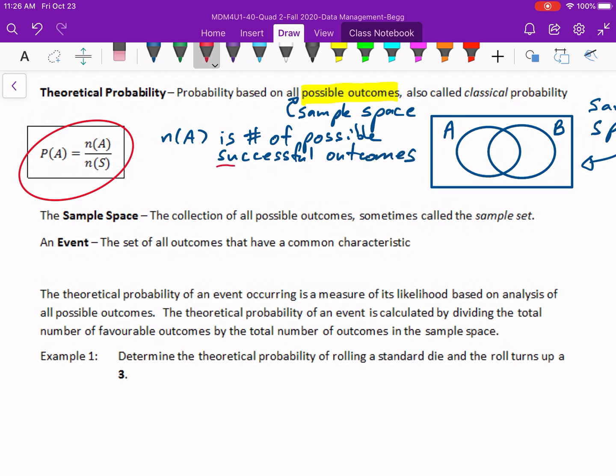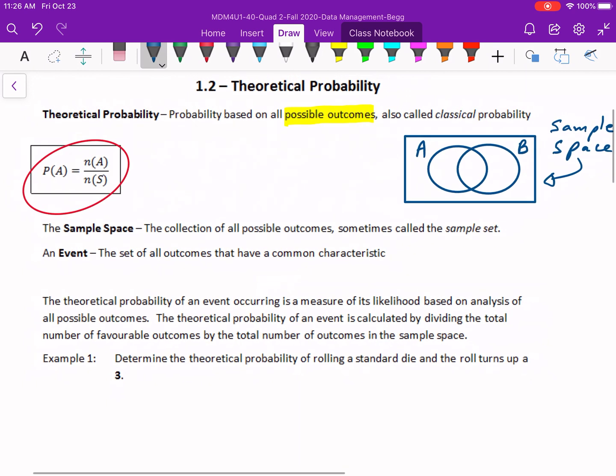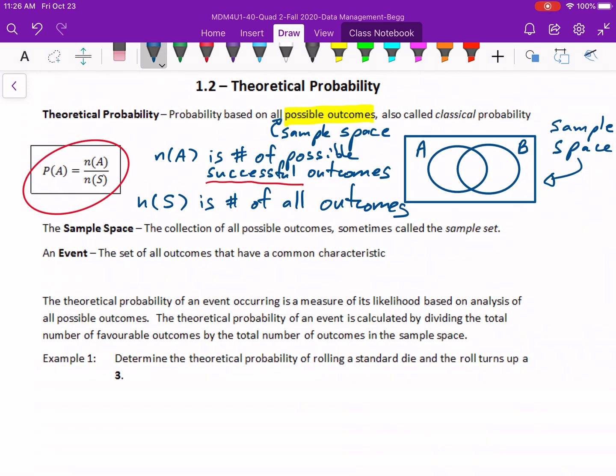So the emphasis on success is still low, right? Where N of S is all possible outcomes. So whether it's counted as a success or not, it's just all the ways that something can happen in the sample space. So the sample space is the collection of all possible outcomes, sometimes called the sample set. An event is the set of all outcomes that have a common characteristic, so it's what we're measuring, right?